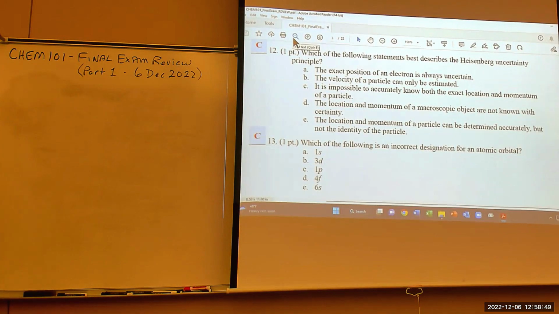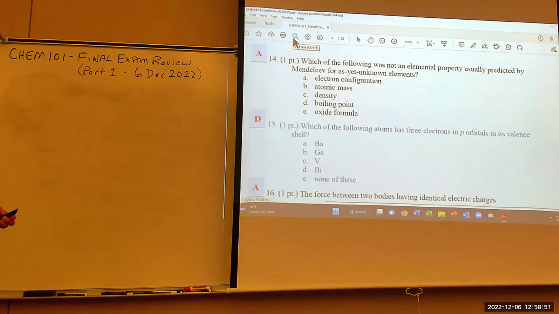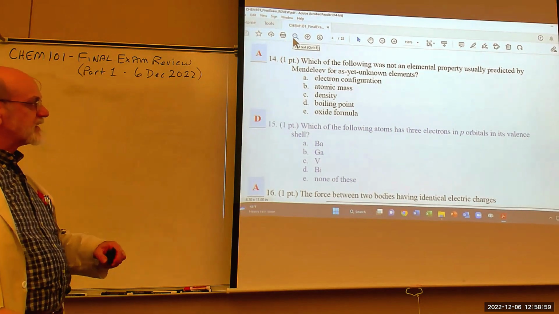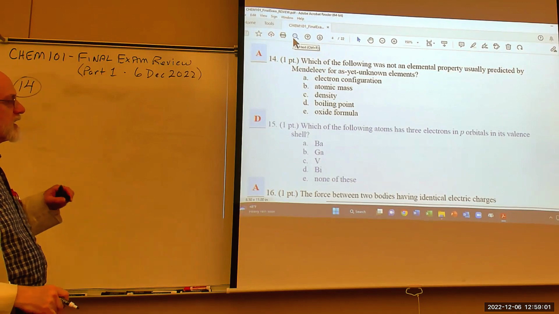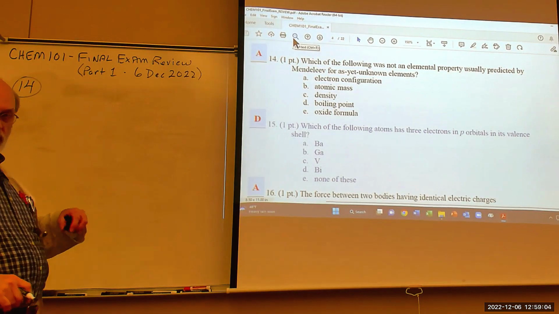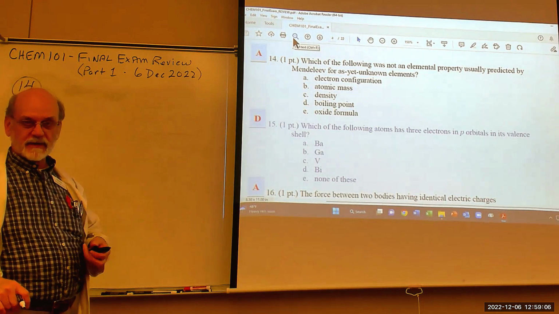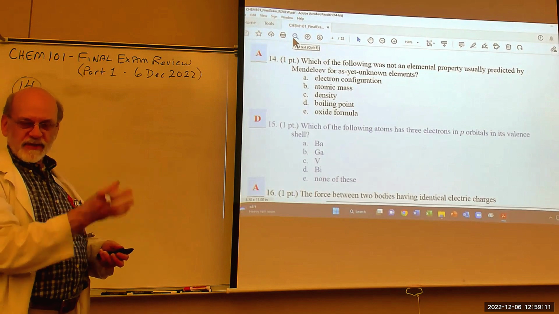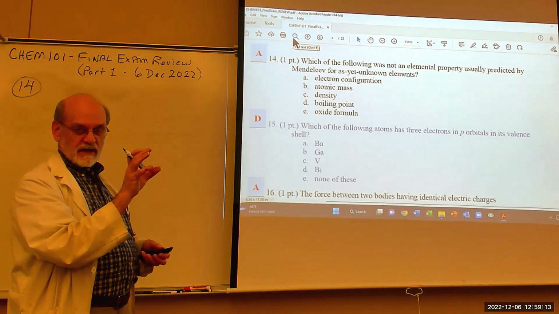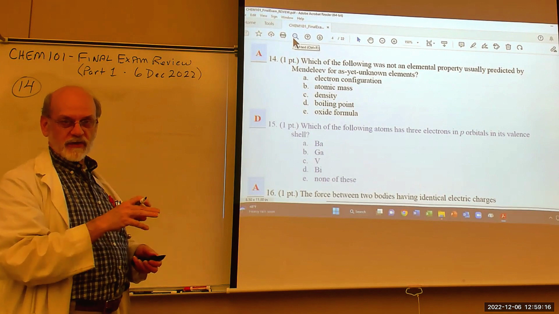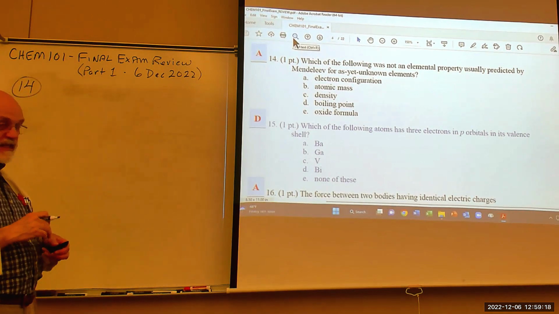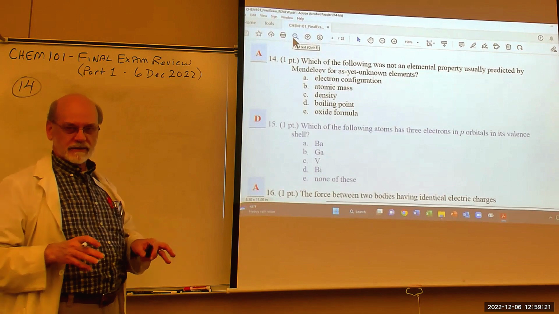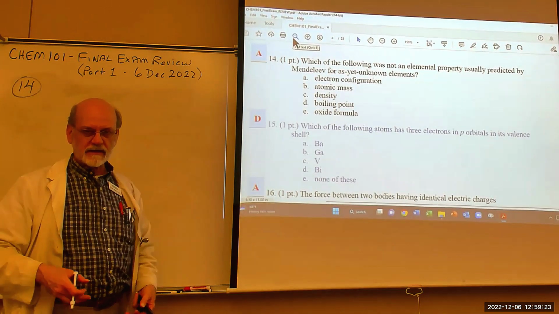All right, let's see. Yeah, there's 14 and 15. Okay, which of the following was not an elemental property usually predicted by Mendeleev for unknown elements? Mendeleev did predict the existence of several elements and left positions in his periodic table, empty spots, to be filled by those future elements. But there are certain things that he could predict about them and certain things he couldn't because of the state of knowledge at that time.